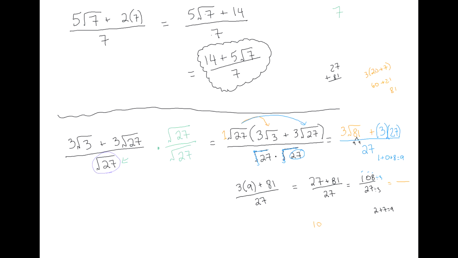And then 108 divided by 3 is 36. And 27 divided by 3 is 9. 9 can go into 36 four times. So all of this is a ridiculous way to write 4.